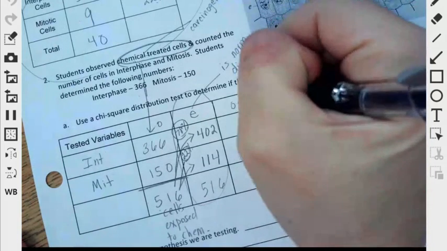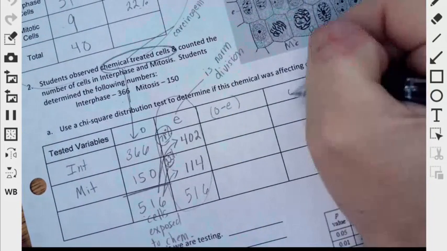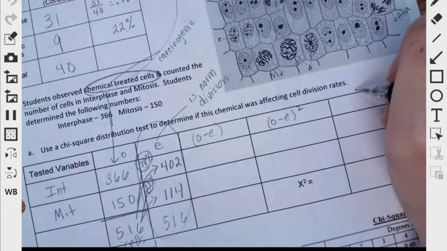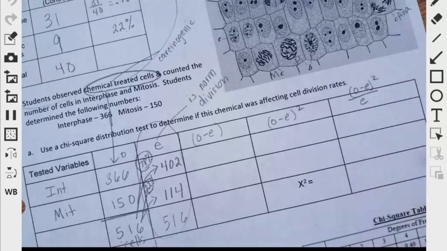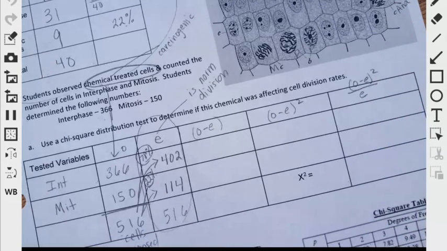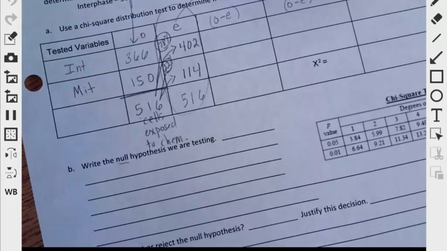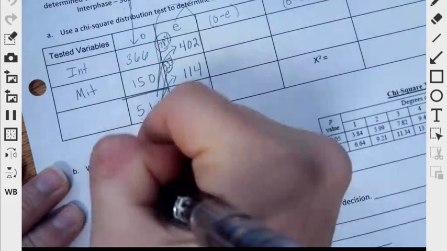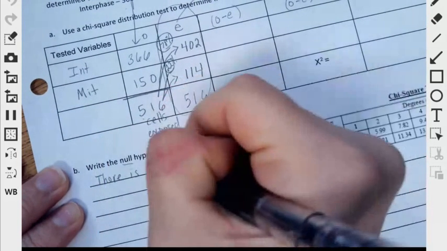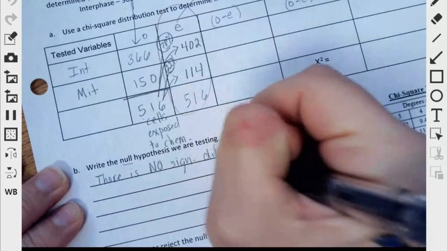So the formula says O minus E squared, O minus E squared divided by expected, and then I'm going to add those numbers up, and I'm going to get that chi-square. Okay, so the chi-square is going to tell us whether we accept or reject our null. So let's again just review what a null says. Null means none. If you get an annulment, it means that no marriage happened. So null means none.